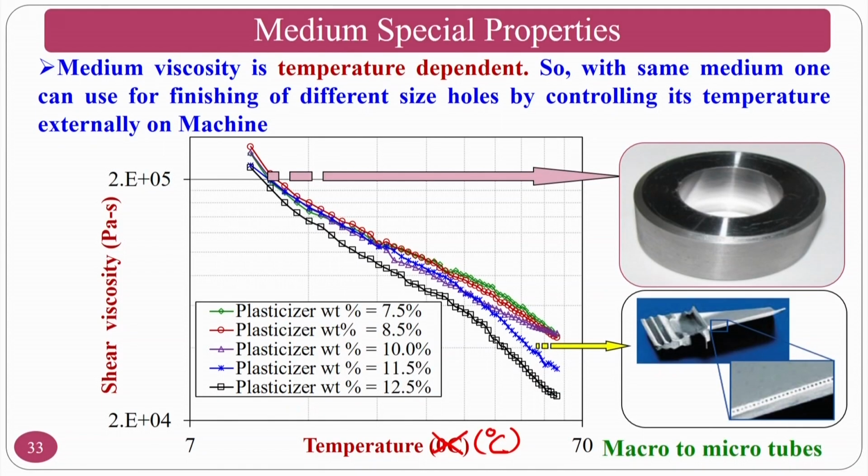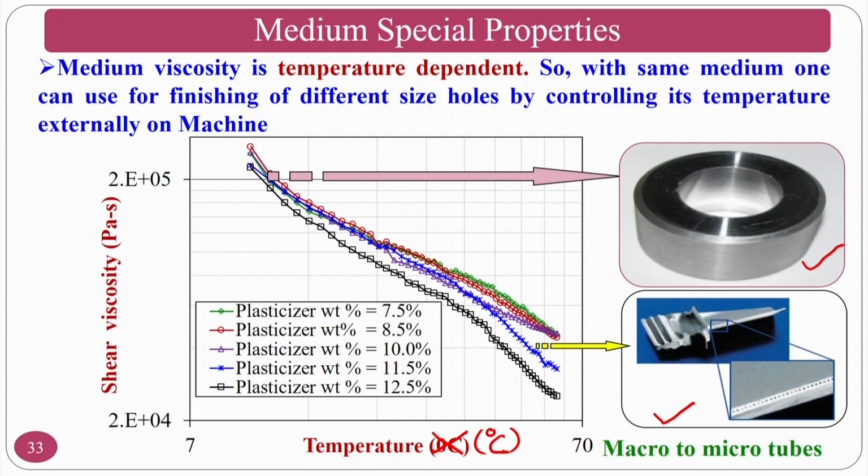The advantage of this is, if the viscosity is high, you can finish the bigger holes. If the viscosity is low, then you can go for smaller ones also. Assume that I have only one medium. If my abrasive flow finishing process has a temperature controlling unit, you can play with the temperature and reduce the viscosity of the medium, and you can use it for small components or small geometrical features also. That is the beauty of the temperature dependent rheology of the medium.